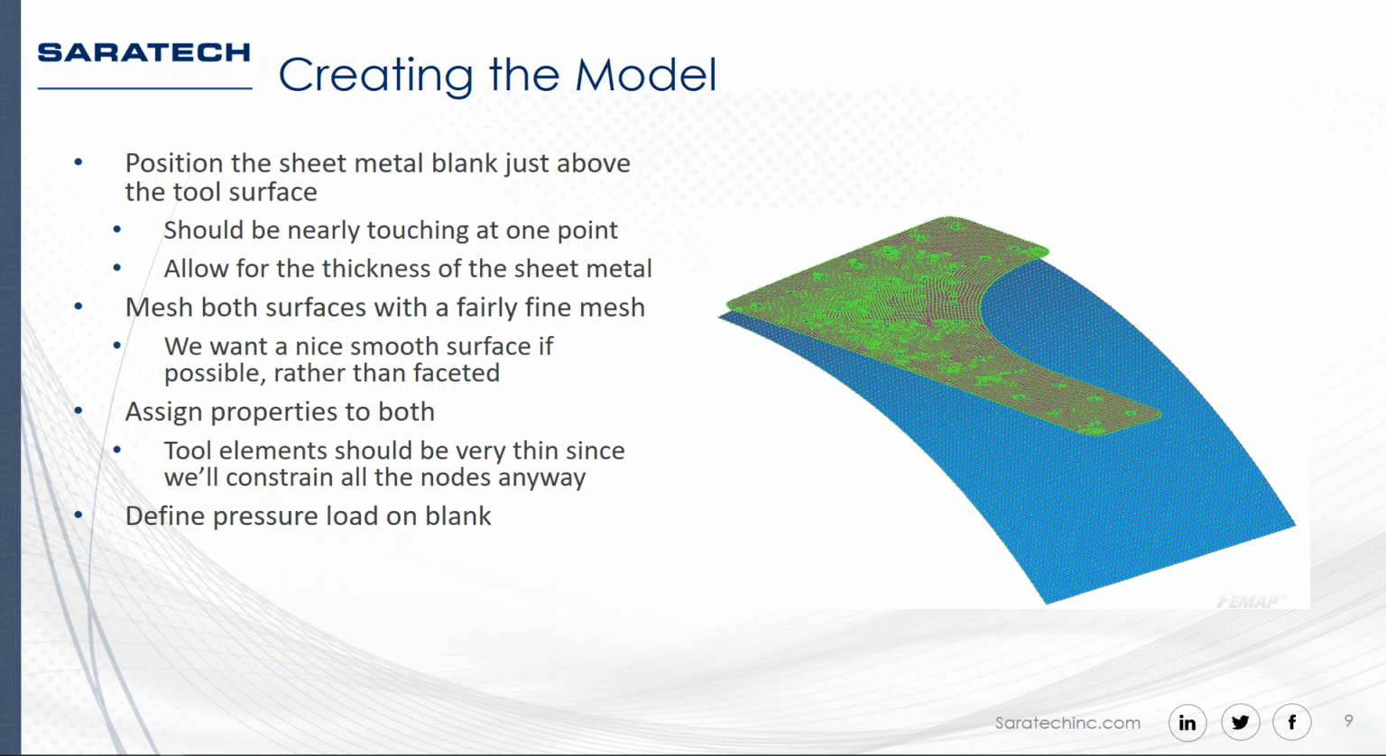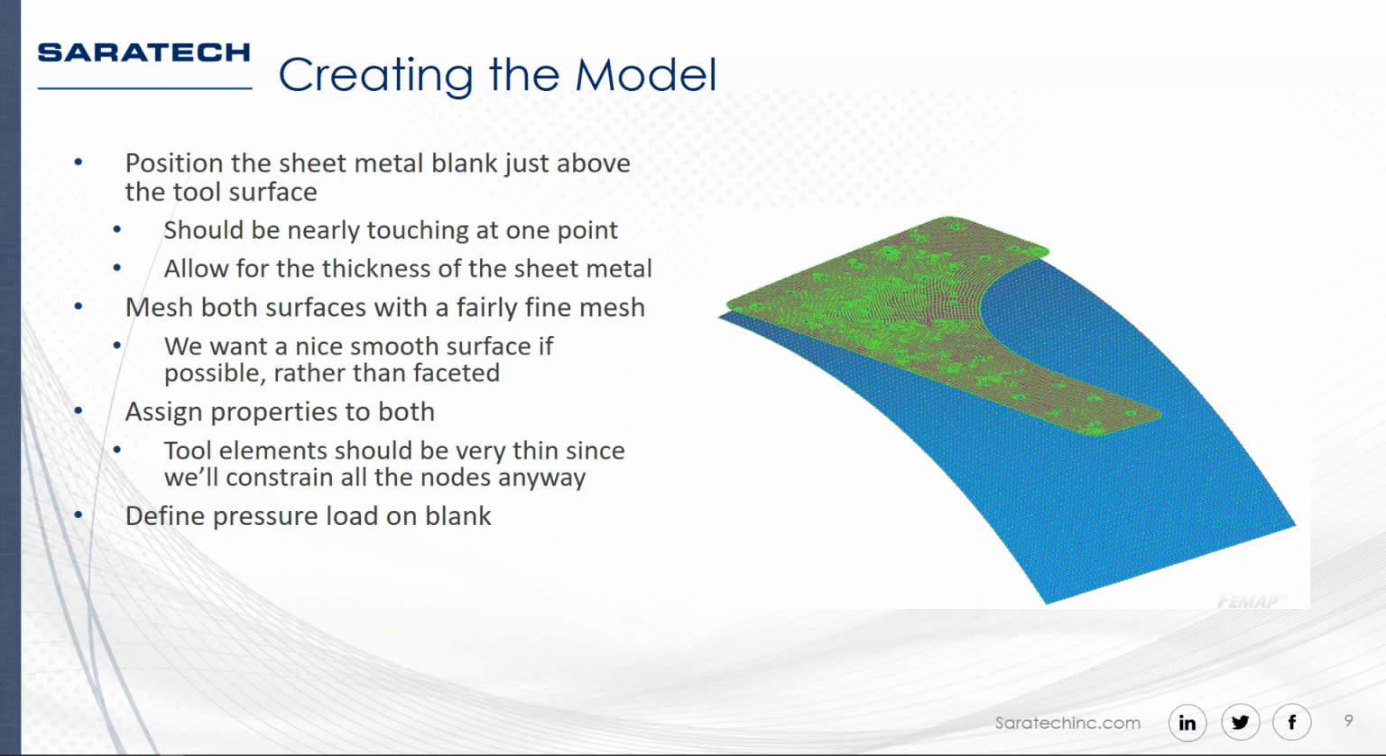So here's the model we're going to use. I start off with a flattened blank. This is what the part looks like before it's formed. And I've meshed that with a relatively fine mesh, and I've positioned it just above a meshed surface that represents the die. Now, for this first iteration, the shape of the die is the desired shape. But of course, we know that once we release the load and we get springback, we're not actually going to get that desired shape. We'll have to adjust this die shape as we go. But for the first iteration, it's the actual shape we want.